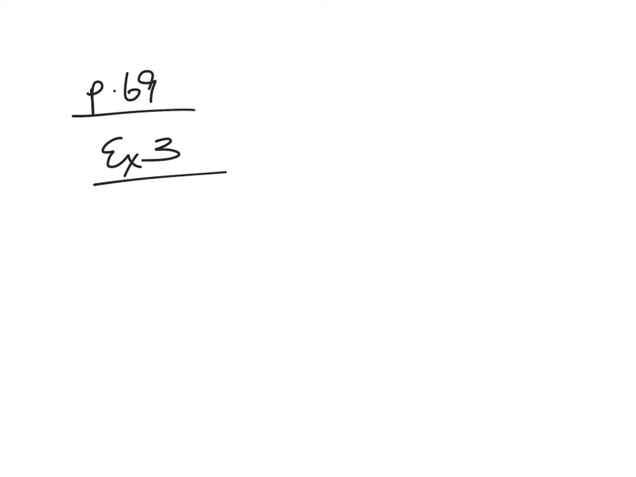And it reads like this: the length of a rectangle is 1 centimeter more than twice the width. The perimeter of the rectangle is 110 centimeters. Find the length and the width of the rectangle. Okay, so let's run through our 4 steps.